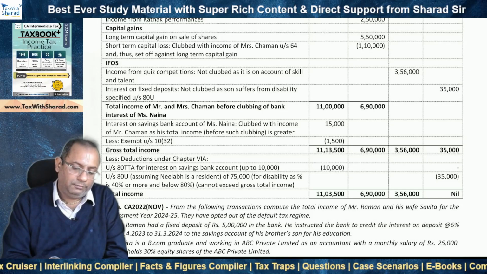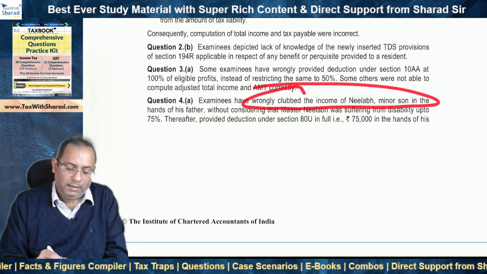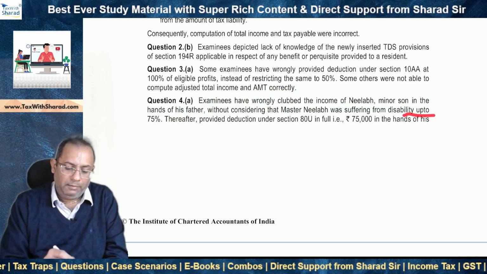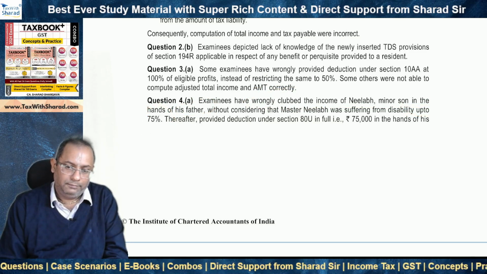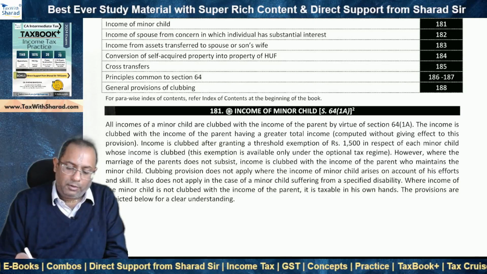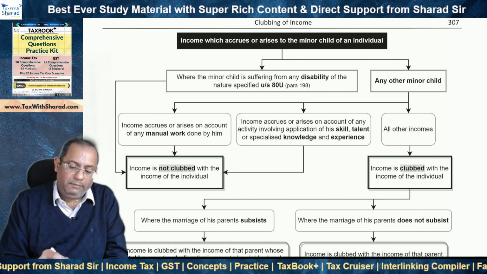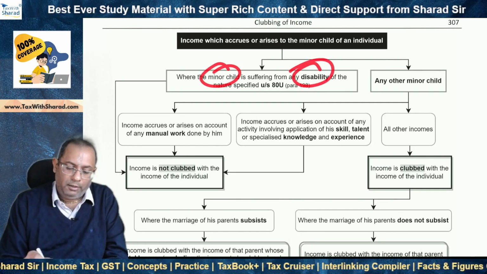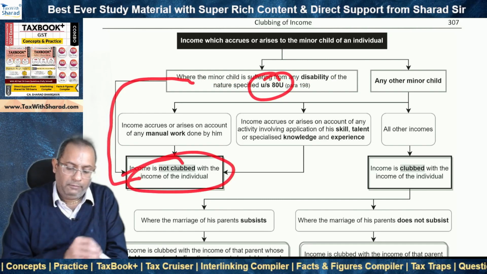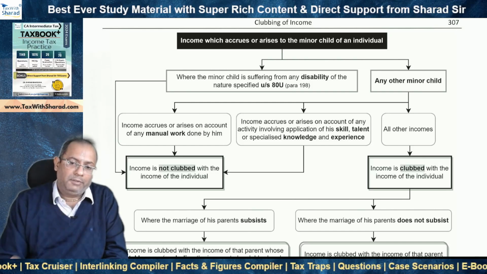Now what did the students do? Examinees wrongly clubbed the income of Neelab, the minor son, in the hands of his father without considering that Master Neelab was suffering from disability up to 75%. It is clearly given in the book, Income of Minor Child, section 64(1)(a). On the top it is given, where the minor child is suffering from any disability of the nature specified under section 80U, then income is not to be clubbed with the income of the individual. But students clubbed the income in the hands of his father.